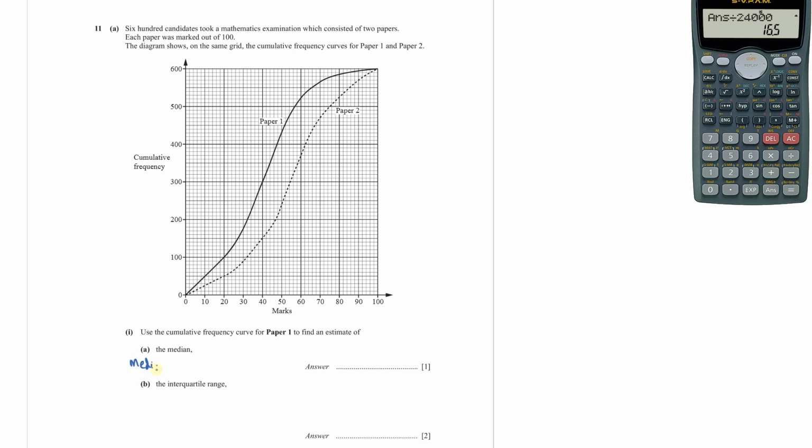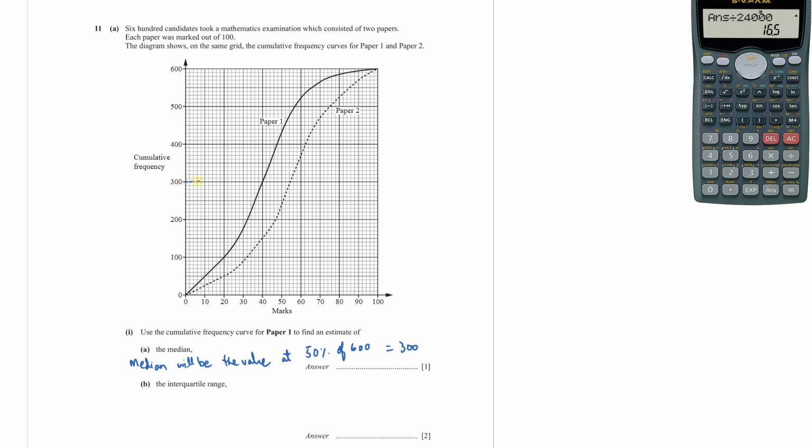So median will be the value at what? 50%. 50% of what? 600, since there are a total of 600 students. Median will be the value at 50% of 600, which equals 300. So this is the cumulative frequency value. So let's see what's the value at 300.